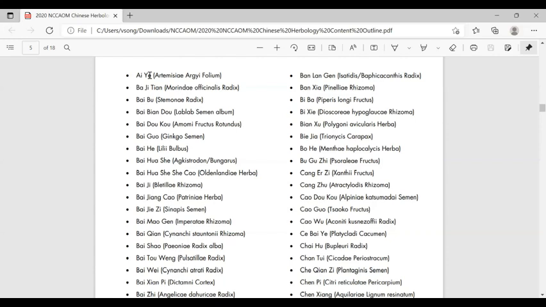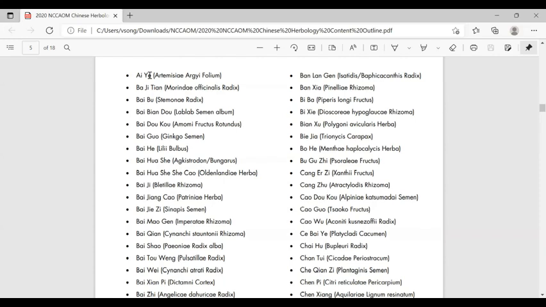Okay, and then 白果. This is the one that we have learned from the astringent category, stabilize and bind. Oh, sorry, 白果. This is the one we learned from the resolve phlegm category, and it is able to relieve cough and wheezing, and also it can bind. This is the ginkgo fruit.